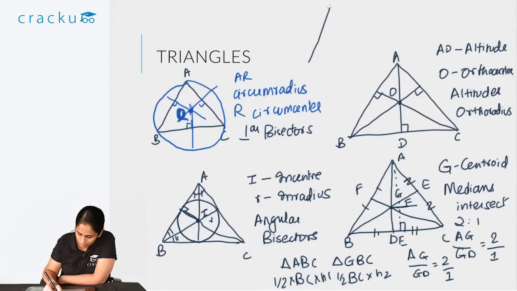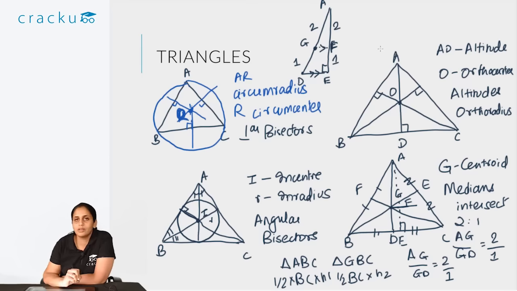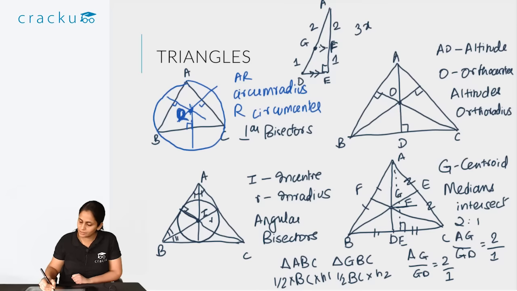So suppose this is AD. And this is the perpendicular AE, and say this is point G. So you know that this is 2:1. Now if you draw a line parallel to BC called GF, we know from the proportionality theorem that if GF is parallel to DE, then it will divide AE in the same ratio as it divides AD. So even this would be 2:1. So what can you infer from this? I can infer that if the height of the entire triangle ABC is 3x, then the height of triangle GBC would be 1 by 3 times 3x, that is x.